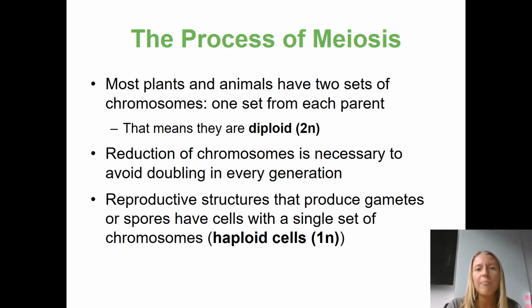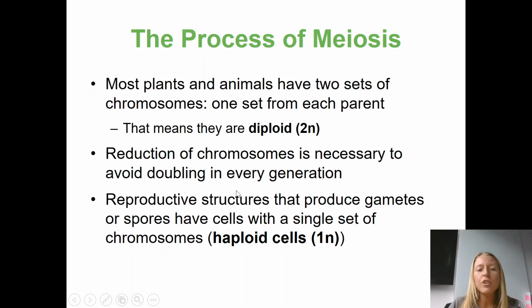So the process of meiosis is very similar to the process of mitosis, except we have two stages here. So most plants and animals have two sets of chromosomes, one from mom, one from dad. This means that they are diploid. Di means two or 2N. So like body cells are 2N. They have the full complement of chromosomes needed to make another skin cell, for example.